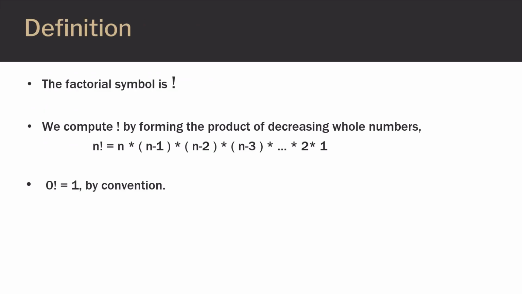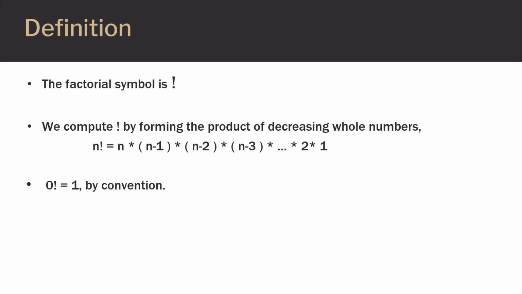What is a factorial? A factorial is a multiplication operation we can perform on a number. The symbol we use is an exclamation point after the number. We compute a factorial by forming the product of decreasing whole numbers.